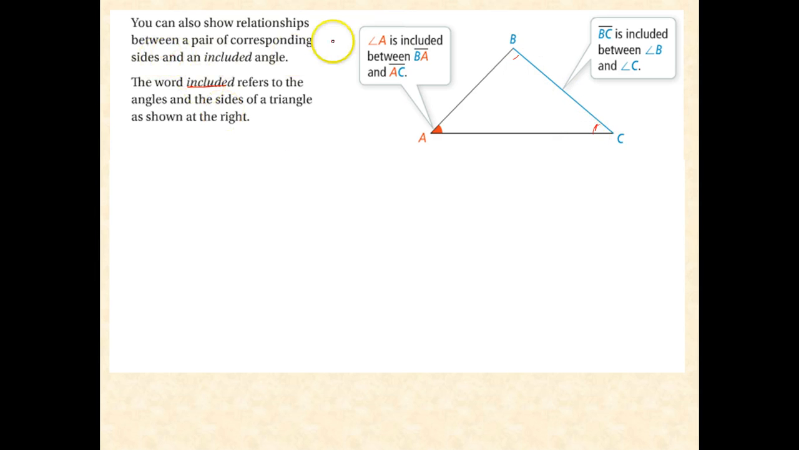So here we're talking about side angle side, being about 2 congruent sides and the angle included in between them. Okay, so it has to be 2 congruent sides and the angle that is included between those two congruent sides.